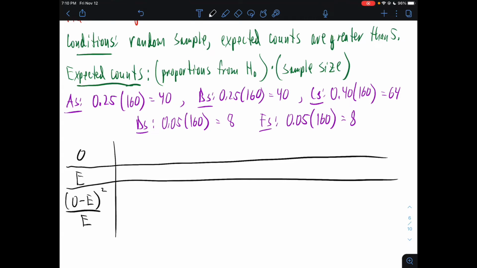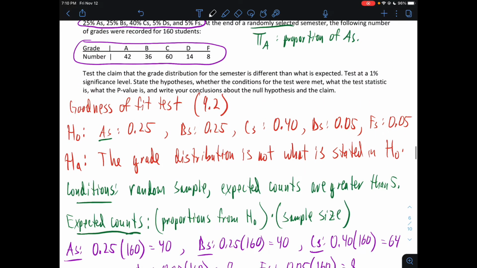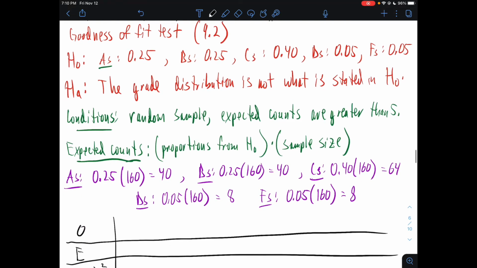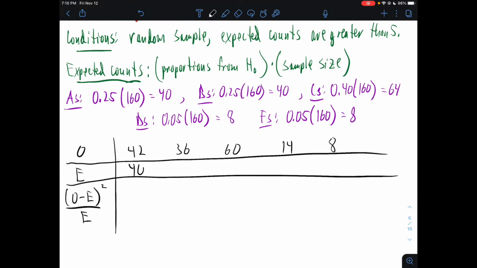So we'll start with the observed. And I'm just going to write these in order for the A, B, C, D, and F values. So 42, 36, 60, 14, and 8. And then the expected values that we just got, 40, 40, 64, 8, and 8.